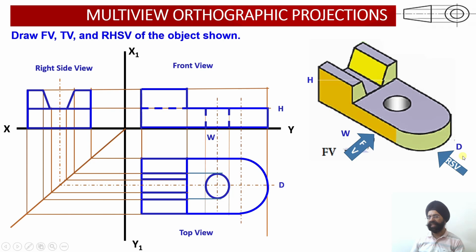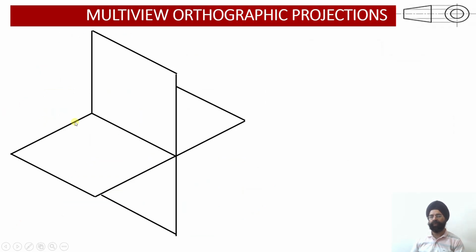Since this is a right side view, this right side view has been drawn on the left hand side of the front view. So this is the construction of the multi-view orthographic projections. And again, we cannot see this hole from this side as well. That is why the dotted lines have been shown in this particular block. In this rectangular block, this hole was not visible, so we have drawn the dotted lines over here.